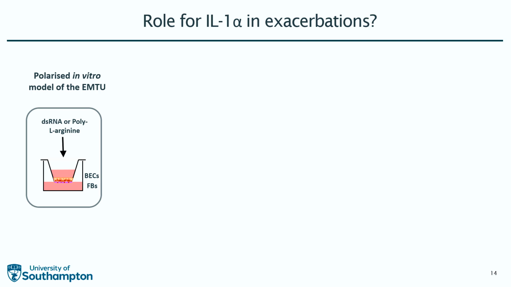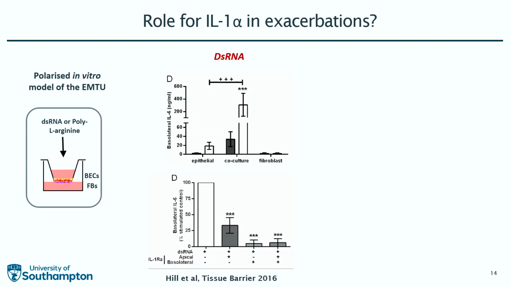So I just want to switch to IL-1 alpha. This is a role in exacerbation. We have in vitro models of the EMTU where we have airway epithelial cells and fibroblasts in a polarized model. And what we've done is expose them to double-stranded RNA. And you can see in the co-culture, there's enhanced mediator release.